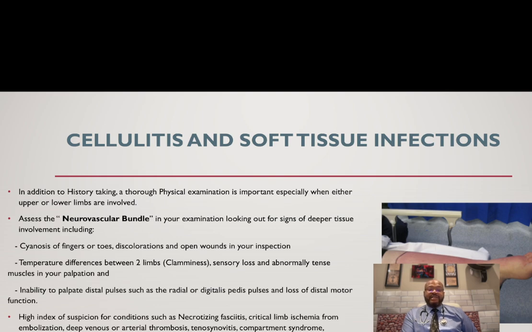your inspection, temperature differences between limbs, sensory loss, abnormally tense muscles in your palpation, difficulty palpating distal pulses like the radial or dorsalis pedis pulses, or loss of motor function. You need a high index of suspicion for conditions like necrotizing fasciitis, critical limb ischemia from embolizations, DVTs, arterial thrombosis, tenosynovitis for the hands, compartment syndrome, polymyositis.